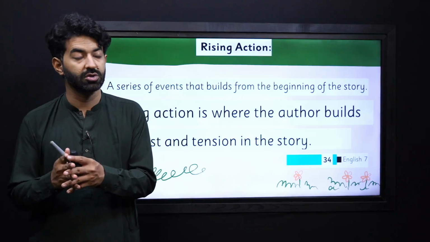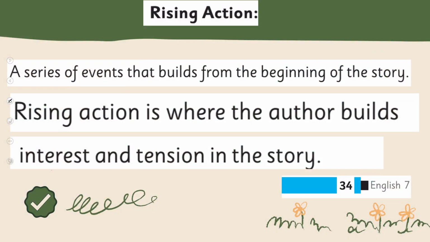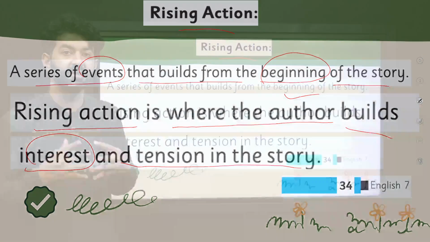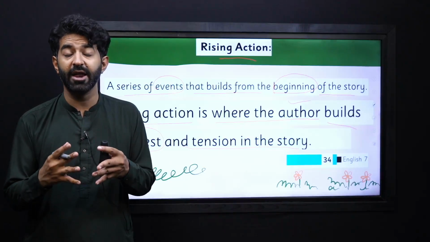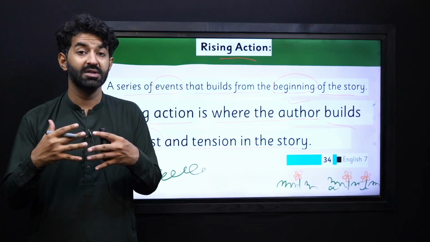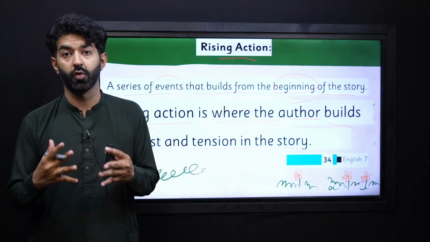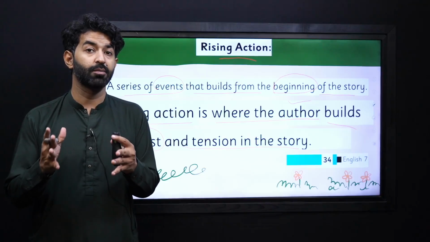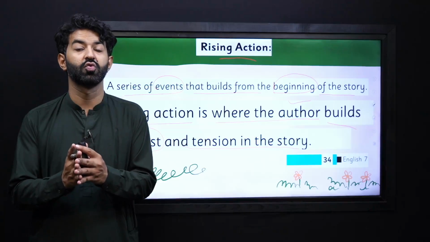to rising action. So in rising action, it's a series of events that builds from the beginning of the story. Rising action is where the author builds interest and tension in the story. So after the exposition, as the story progresses, you are introduced to the characters, and now you are interested in what is going to happen now as the story is starting to unfold. This is what we call a rising action, because our action, that's the main part of our plot, is rising to its middle.